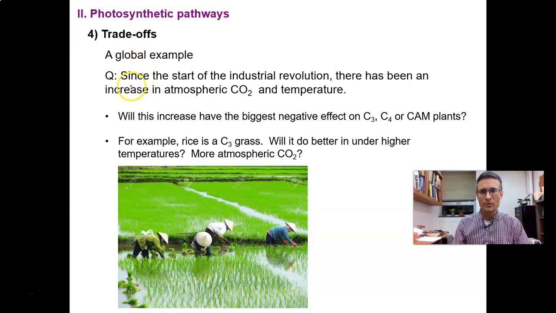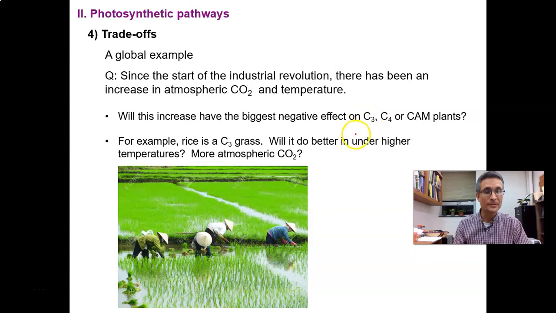So, this is sort of one of the key questions that we're thinking about as a species as we think about this trade-off between different photosynthetic pathways, C3 and C4 pathways. So, will these increases in carbon dioxide concentration and temperature have the biggest negative effect on C3 plants, C4 plants, or CAM plants? And there are some interesting arguments to think that these pathways are going to be differently impacted by each of these different changes.